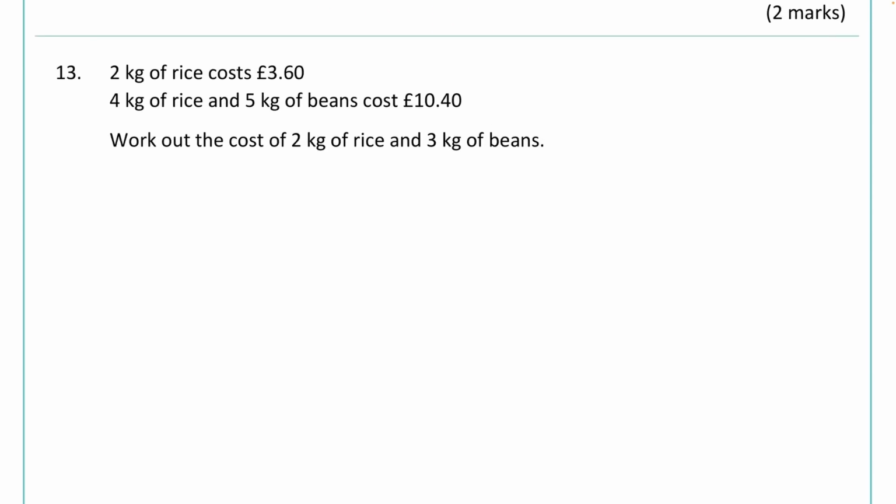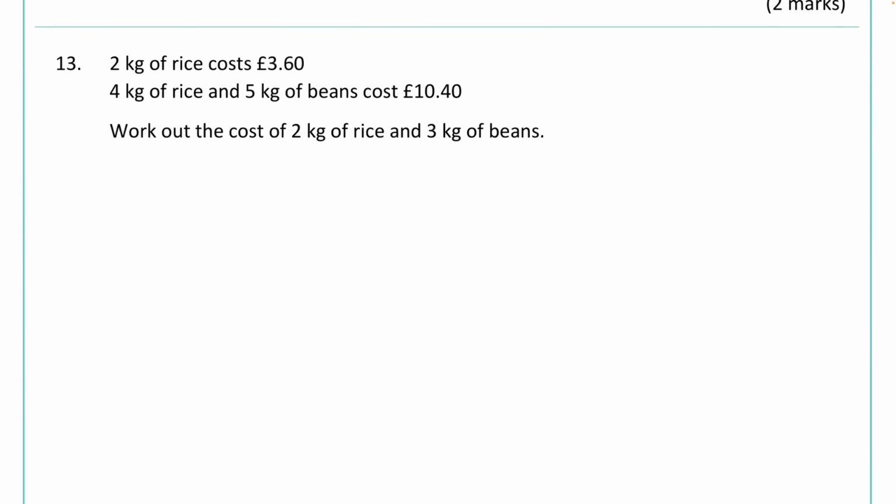Now for our next question, we have some direct proportion. It says 2 kilograms of rice costs £3.60. 4 kilograms of rice and 5 kilograms of beans cost £10.40. Work out the cost of 2 kilograms of rice and 3 kilograms of beans.